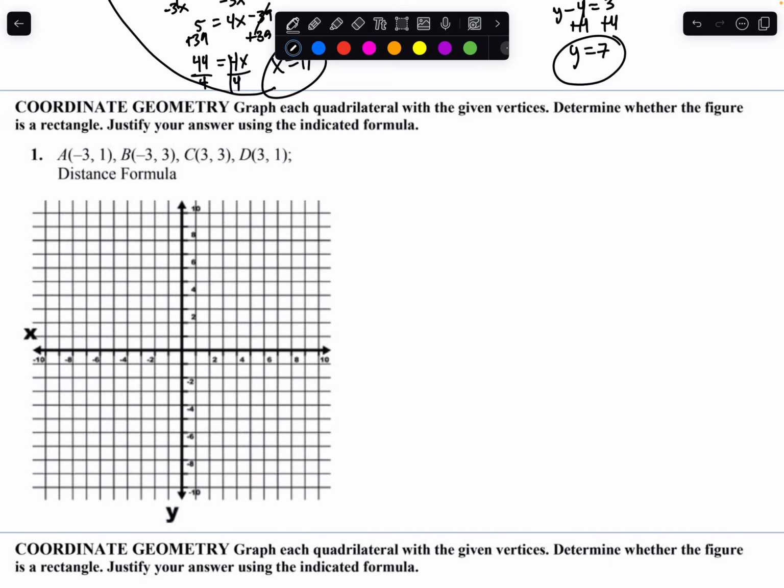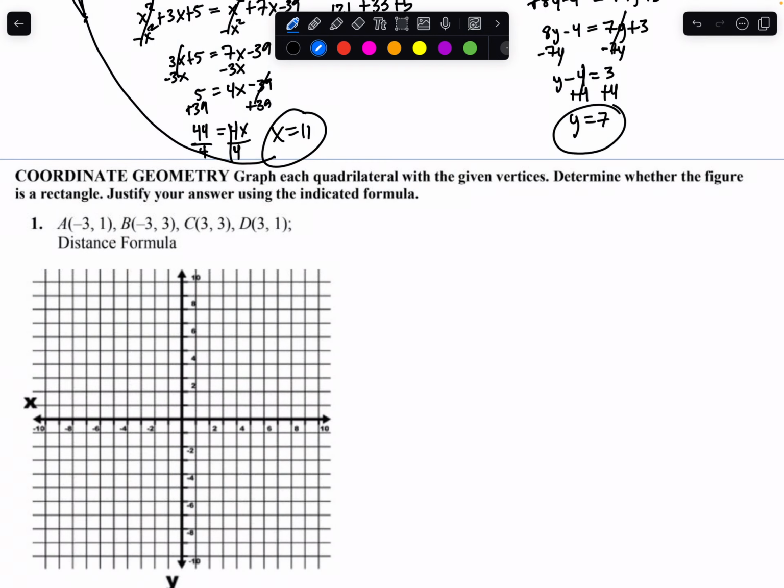So I'm trying to identify this quadrilateral, I want to determine whether or not it is a rectangle. So I'm going to draw the points. A is located at negative 3, 1. This is A. Negative 3, 1 is A. B is negative 3, 3. Negative 3, 1, 2, 3. C is 3, 3.